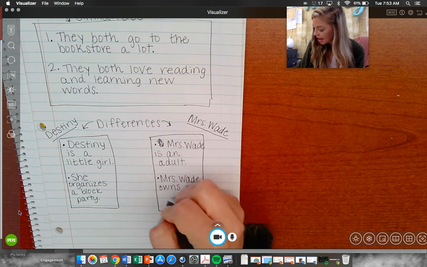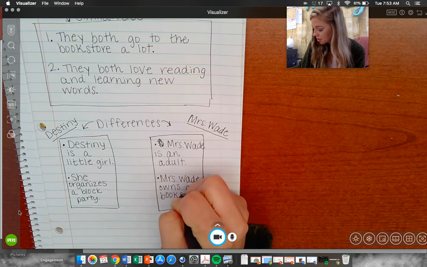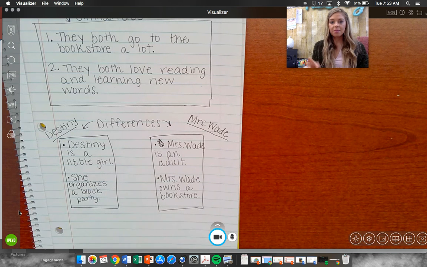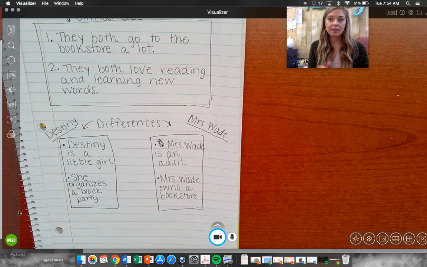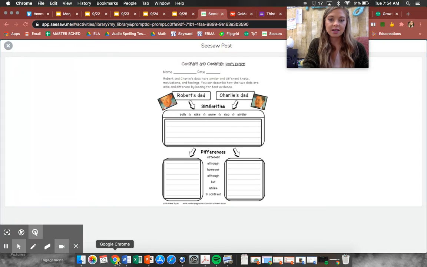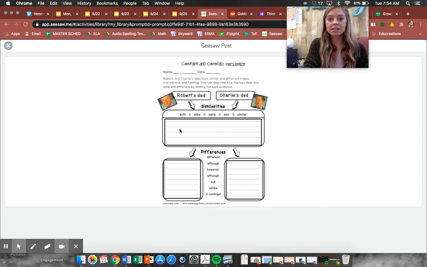So this is just a little example for you when you are working on comparing and contrasting Charlie's dad with Robert's dad in this Seesaw activity. Remember that Robert is the boy that tells the story. Charlie is the boy that he was friends with in the story, but Robert was the one telling the story. So Robert's dad was the Skywalker. That's what he called him. He was the one building the bridge. Charlie's dad was a painter. Like I said, if you want to go back in your Journeys textbook, that would be an amazing resource for you to use as you're filling this out.